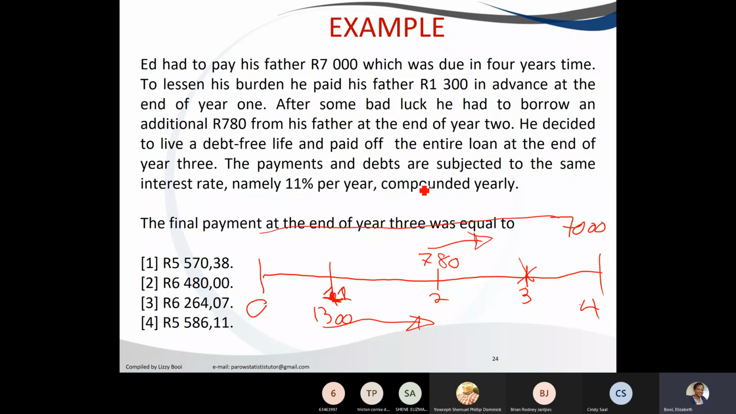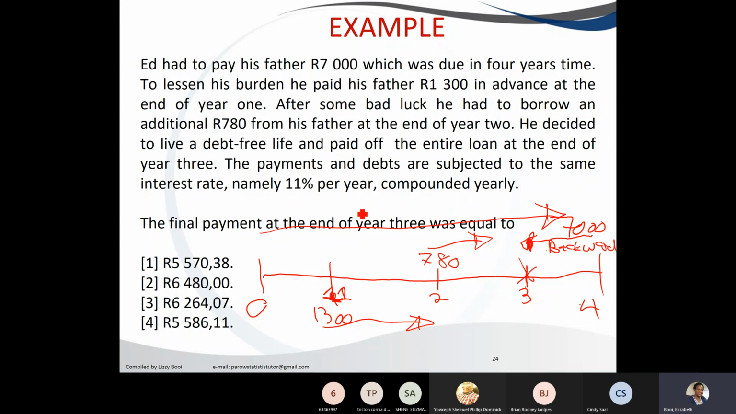And we know that he was settling the 7,000 in year 4. But now he wants to live a debt-free life here at this point. Therefore, it means the 7,000 needs to go back. So it means this one is going backward.